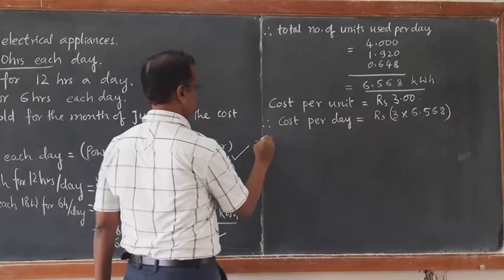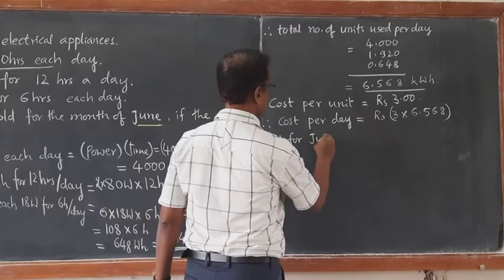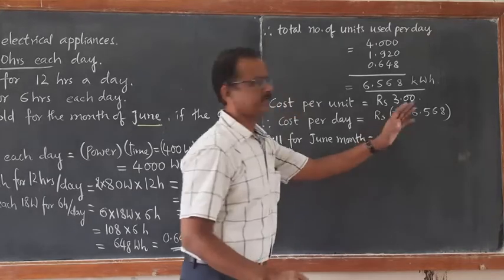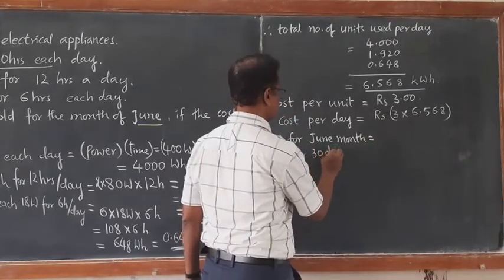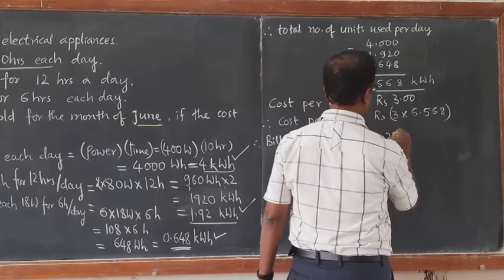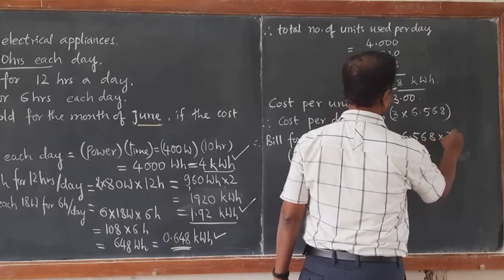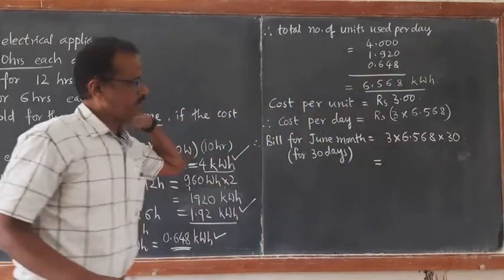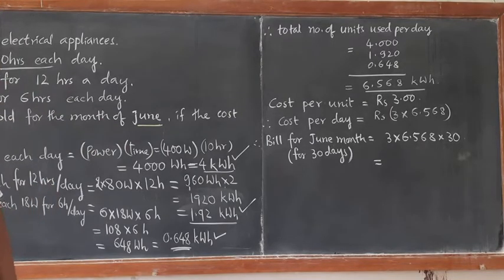Therefore, bill for June month, this has to be multiplied by 30 days. That is for 30 days. So 3 into 6.568 into 30 days. So if you calculate this, you are going to get 591.12.